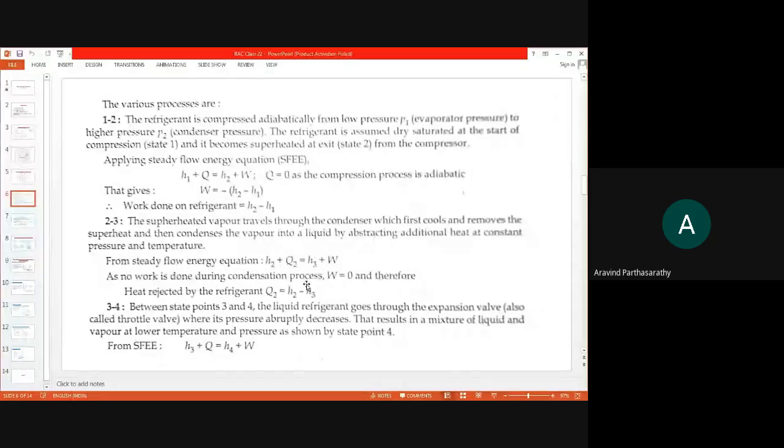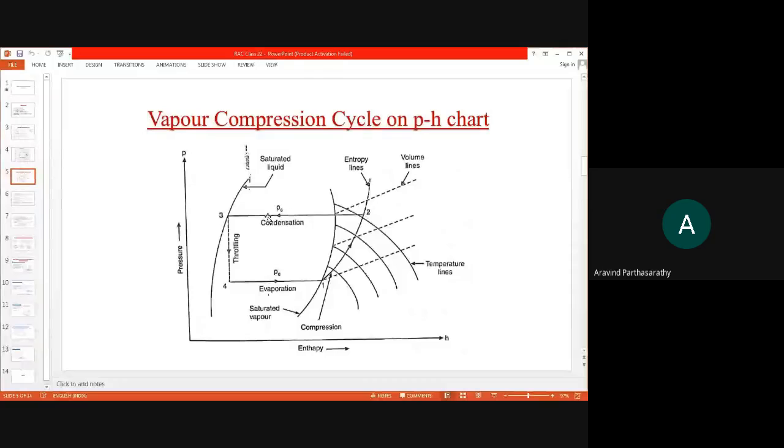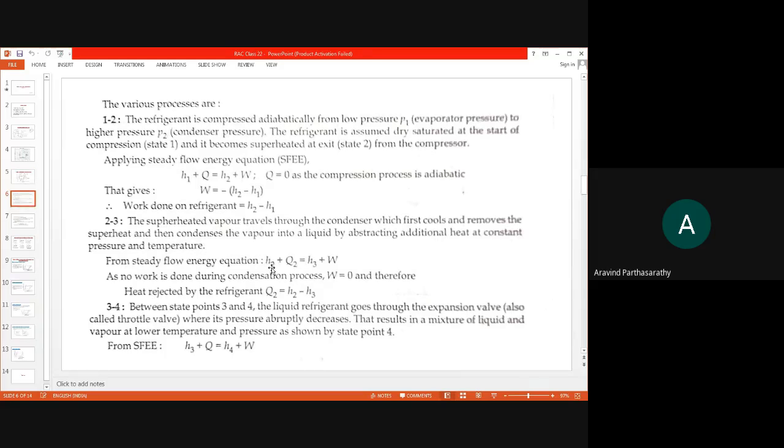Okay, when we take the second case, the 2 to 3 case, it means that here it is a condensation process. In the 2 to 3 case, are we giving any extra work? No. The work is already given in 1 to 2, and in 2 to 3 we do not give work, but heat is rejected in this system. Heat is rejected in condensation. So as we apply the same formula, H2 plus Q2 equals H3 plus W.